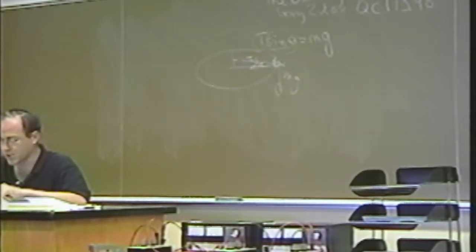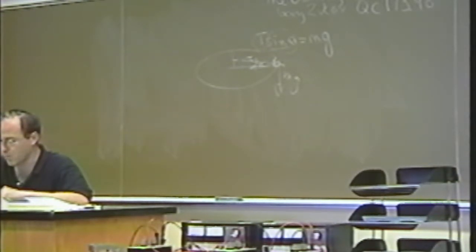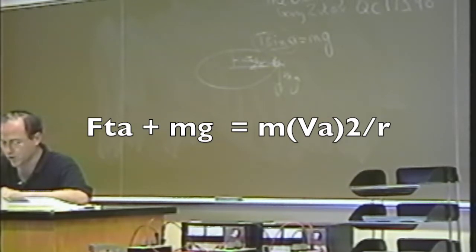All right, so the sum of the force is equal to ma. Sum of the forces is equal to F_TA plus mg, and that's equal to mv squared over r. Remember, be careful to know which v you're talking about. All right. Now, he says from this equation we can see that the tension force F_TA at A will get larger if v_A is made larger.